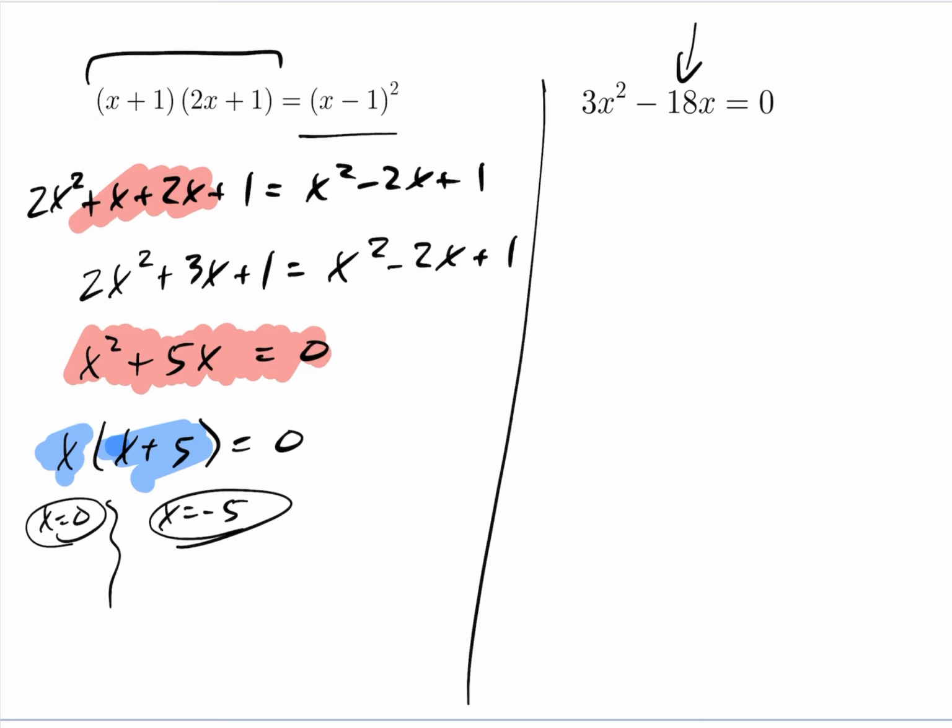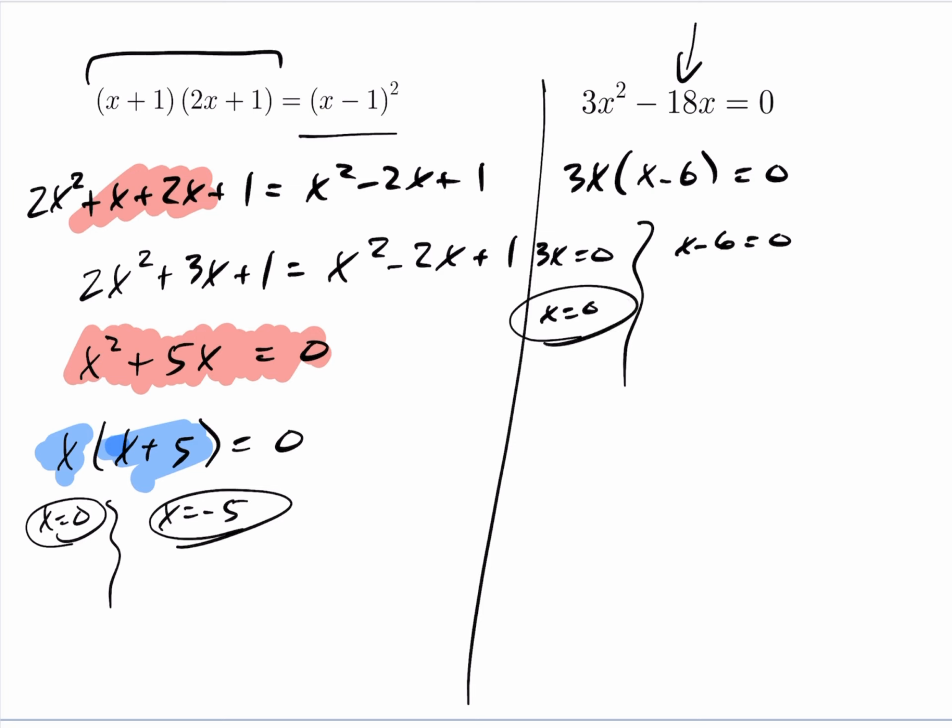Let's take a look at the last example here for this section. We want to solve this. First thing you want to do is ask, is there a GCF on this? There is a GCF of 3x, leaving me with 3x(x - 6) = 0. And again, two situations, either 3x equals 0 or x minus 6 equals 0. Which means either x is 0 as one of the roots or x is 6 as the other root.